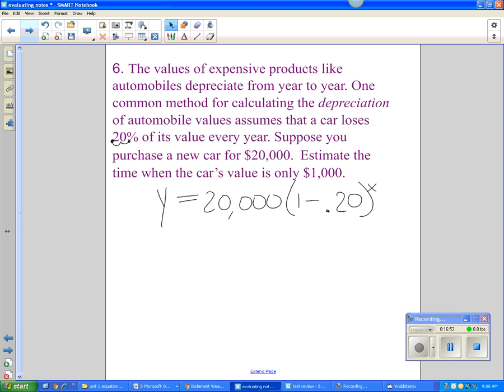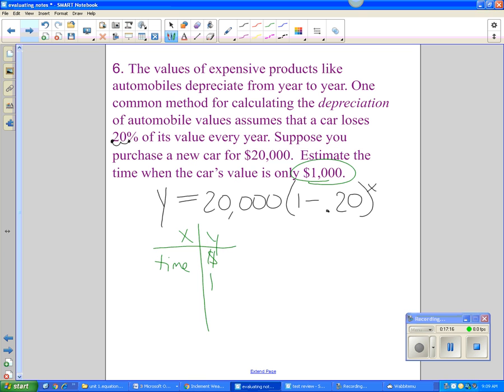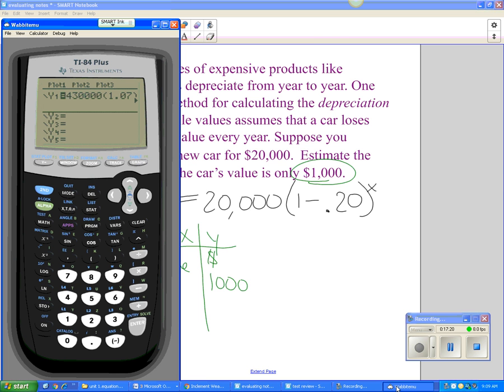Okay. Guys, the question on this one. Hey, stop with your calculators for a minute. Look real quick. I only need 10 seconds. Estimate the time when the car's value is 1,000. Is 1,000 a time? So, am I looking for 1,000 on the x side or the y side? Where am I looking for 1,000? The y side. Very good. So, all right, you may use your calculators now.